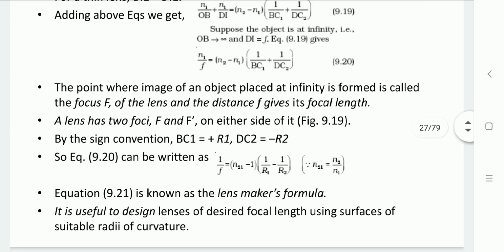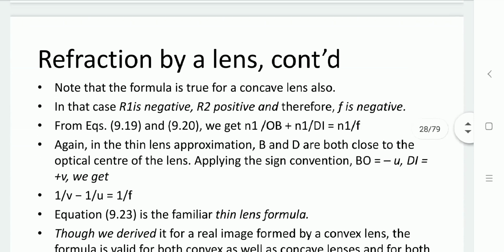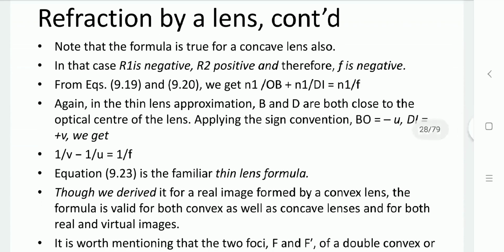This equation is known as the Lens-Maker's formula. By utilizing this equation, we can design a lens for the desired focal length using spherical surfaces having a given radius of curvature. This formula is also true for the concave lens. We have derived it for the convex lens. The same formula is applicable for the concave lens by taking the sign convention opposite. Here we take R1 negative and R2 positive and focal length f negative.